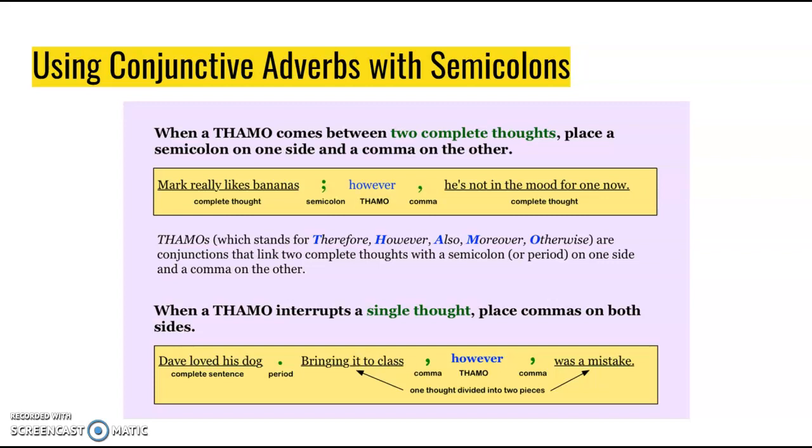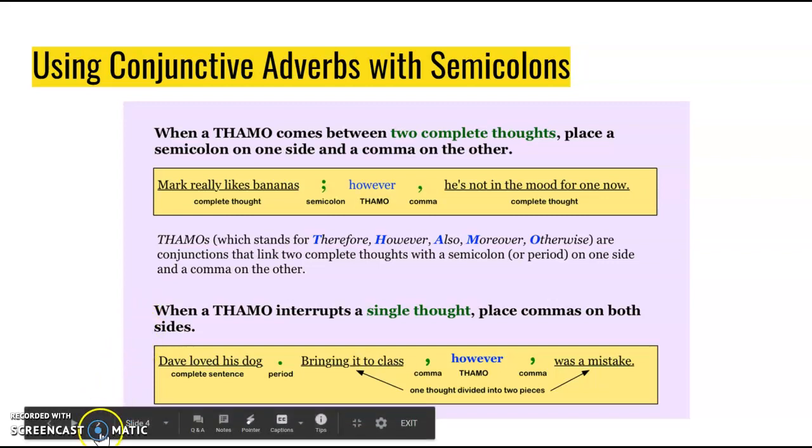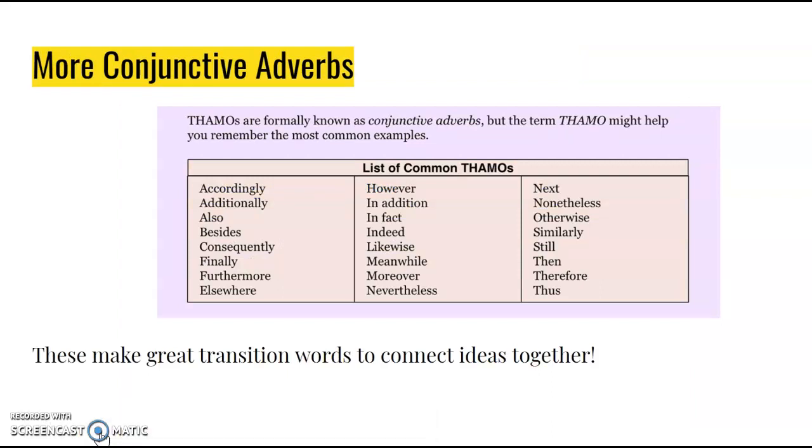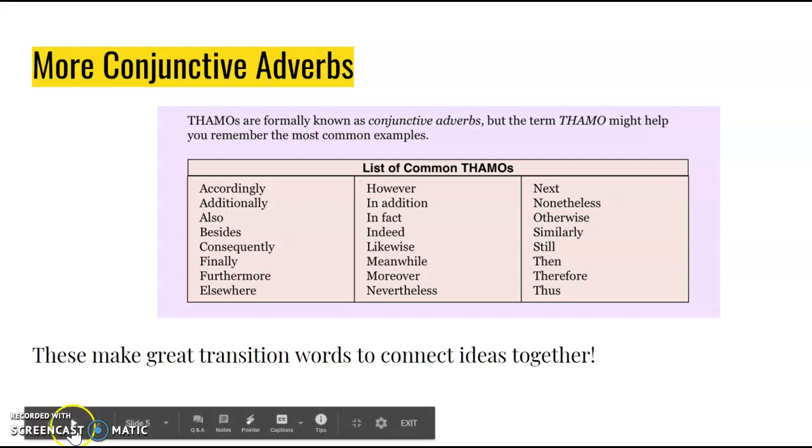So note that these aren't always used with a semicolon. They can be used to interrupt a single independent clause as well. So other conjunctive adverbs, just to pay attention to, are here. So you can always go back to this list. These can be used with semicolons or can interrupt an independent clause. These make great transition words to connect ideas together or to show relationships between your ideas.